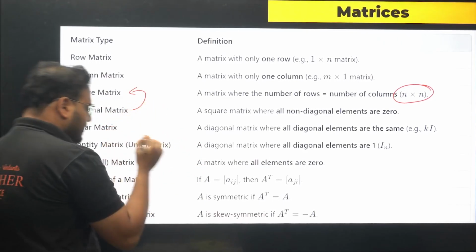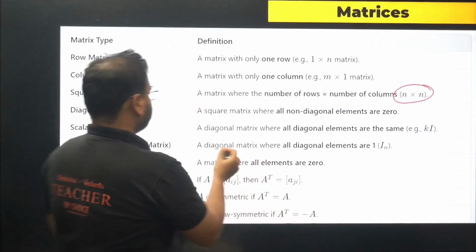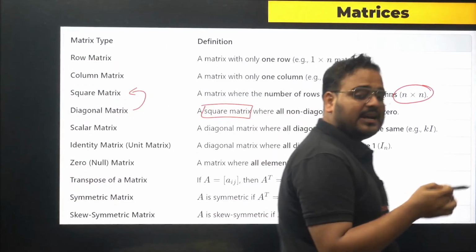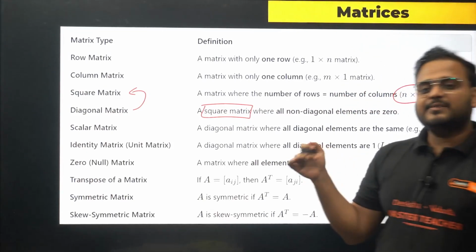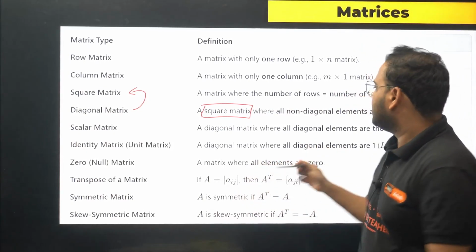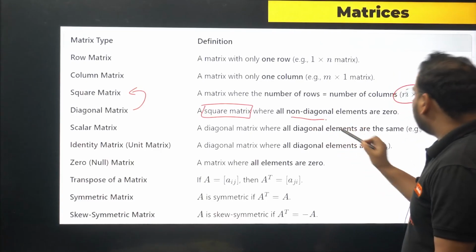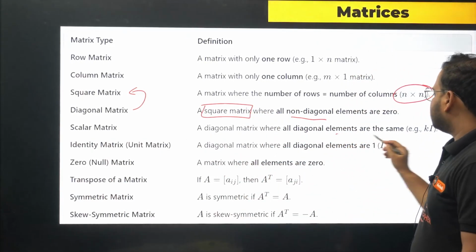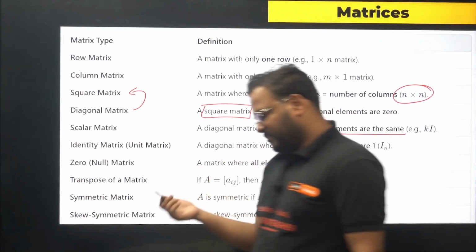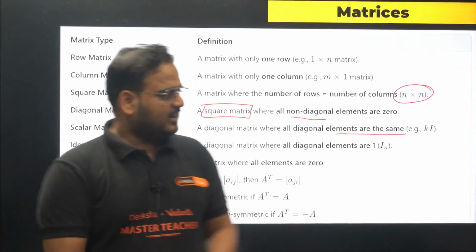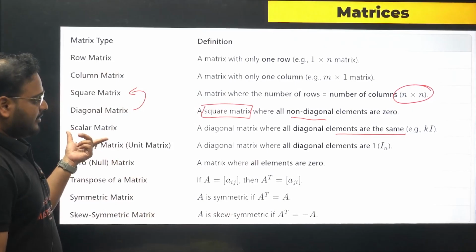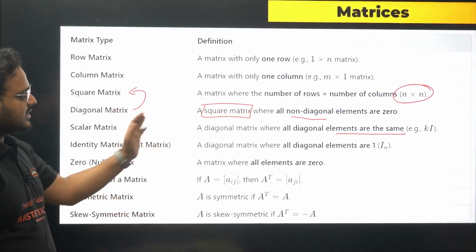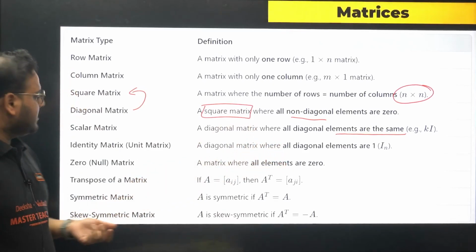Diagonal matrix is not defined for, please check, only for square matrix it is defined. So in the square matrix, if the diagonal element is non-zero and all non-diagonal elements are 0, that's called a diagonal matrix. Scalar means the diagonal element is the same, it can be 3, 3, 3, 4, 4, 4, 1, 1, 1, that is called a scalar matrix. So any diagonal matrix with the diagonal element the same is called simply a scalar matrix.